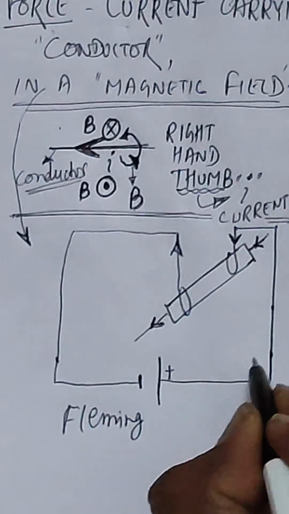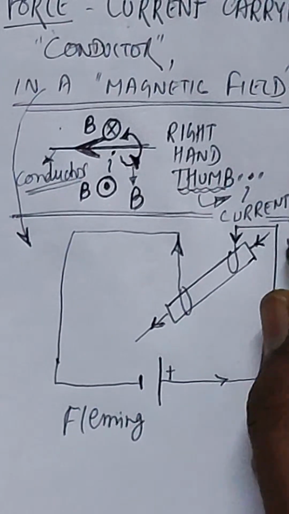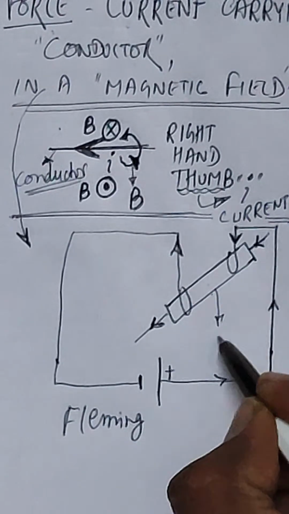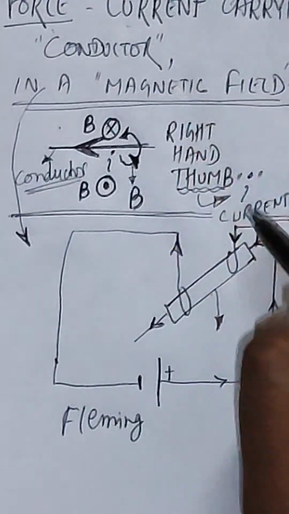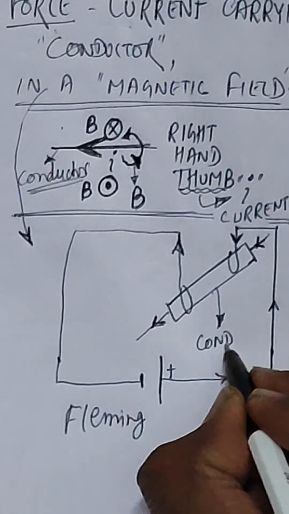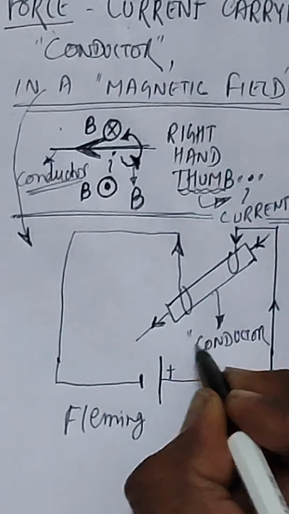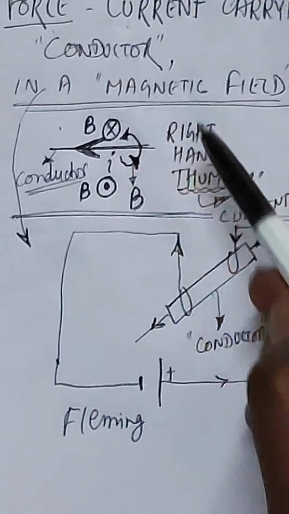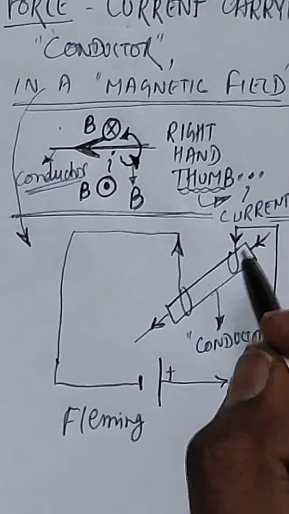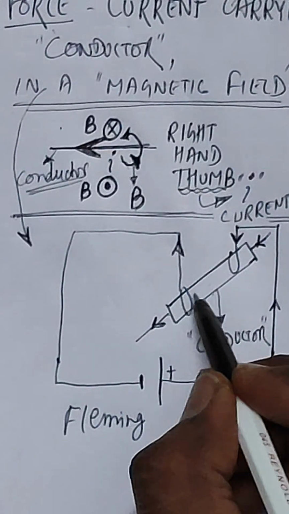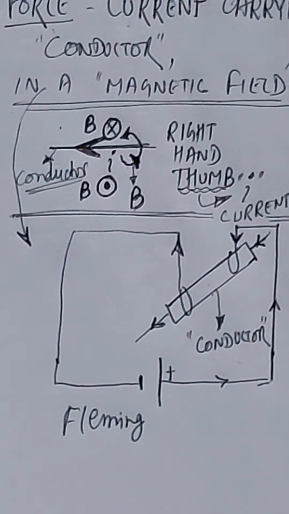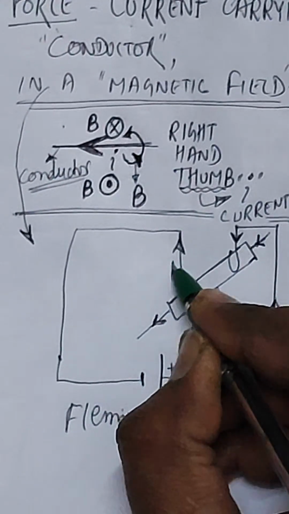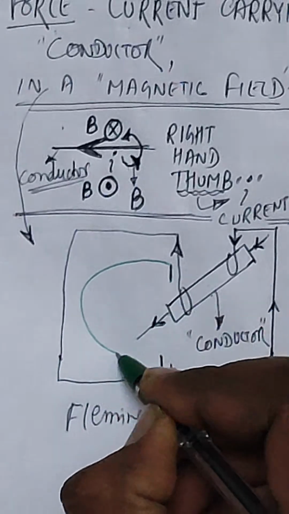So if this is plus, the current will flow in this direction, like this, and mind it, this is a conductor, a current carrying conductor. Now our experiment is like this. What are the forces acting on this, which is placed in a field of a magnet? What is the field of the magnet? The field of the magnet is like this.